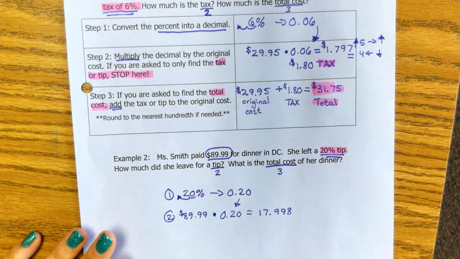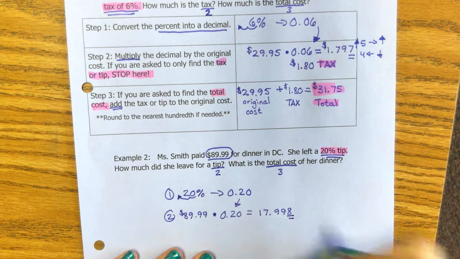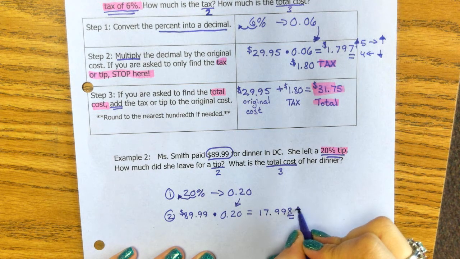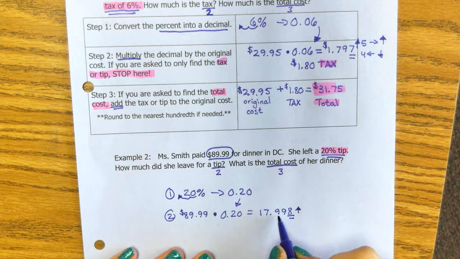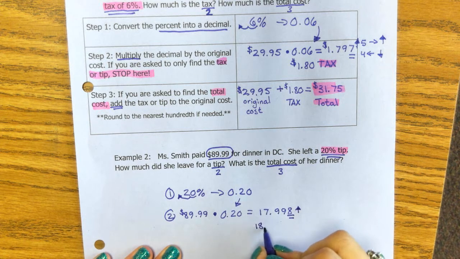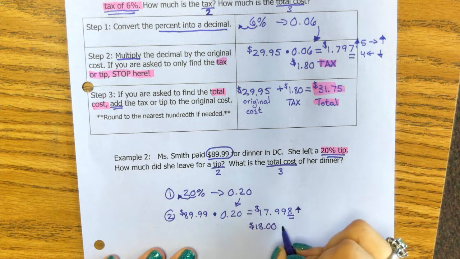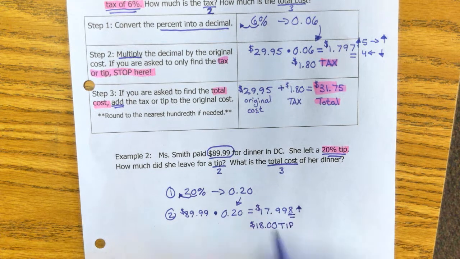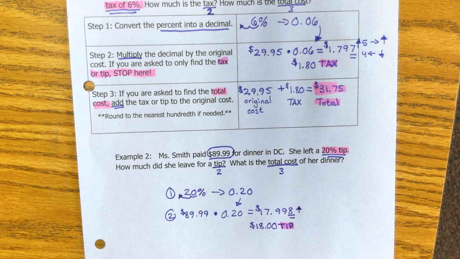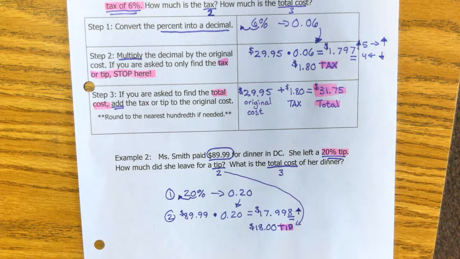So again, this does not look like money. It's got too many numbers after the decimal point. So this 8 is 5 and above. Give it a shove. I'm going to round up. This 99 rounds up to 100, which rounds my 17 up to $18 even. Okay, and then this is just my tip. So now I've answered this first question because 2 steps got me to just the tip.